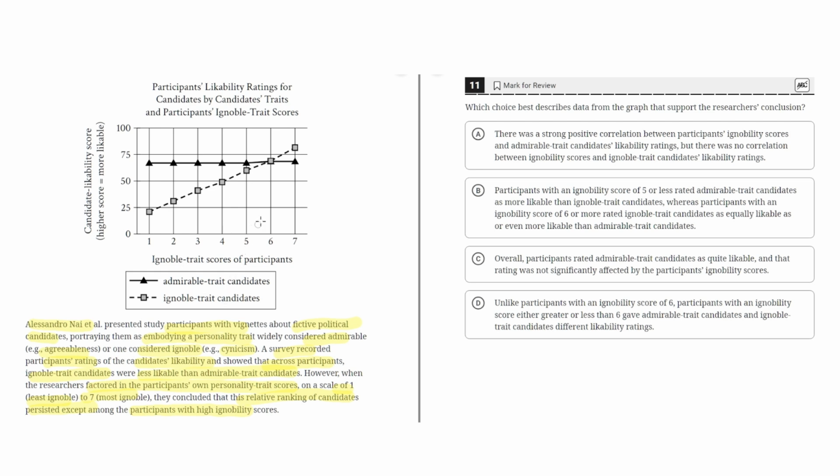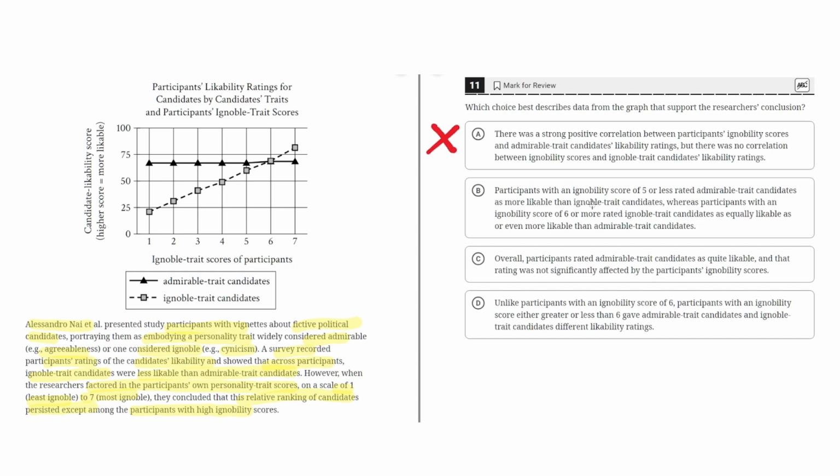admirable trait candidates. So, if looking at answer choice A again, we can see that it's wrong because there is no strong positive correlation between ignobility scores and admirable trait candidates' likability rankings, meaning that the ignobility trait score influences the admirable trait candidates, which is the triangle here. So we can clearly see that this triangle has a consistent straight line. Therefore, they don't have any relationship with the ignoble trait score participants, so the positive correlation mentioned here is incorrect. And we don't have to consider the second part to know that A is incorrect. So with this, we can eliminate option choice A.